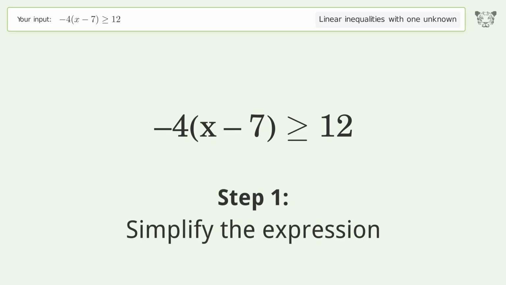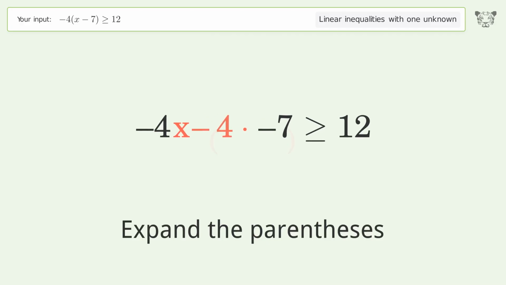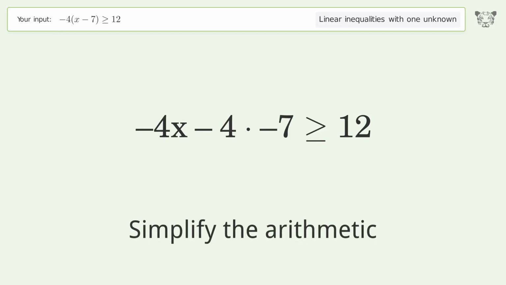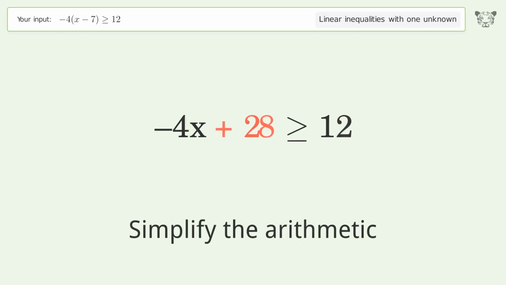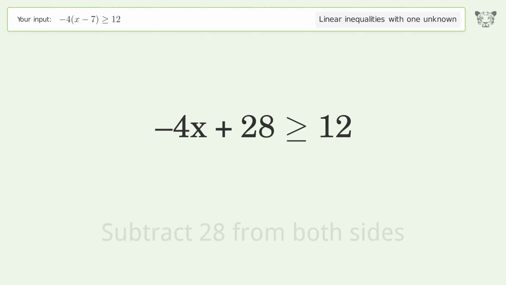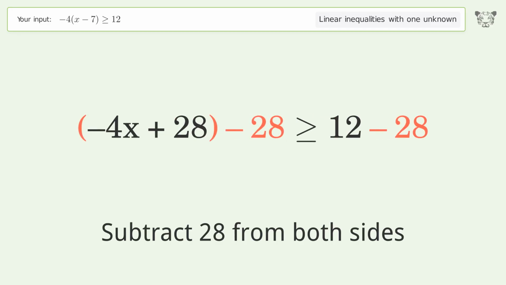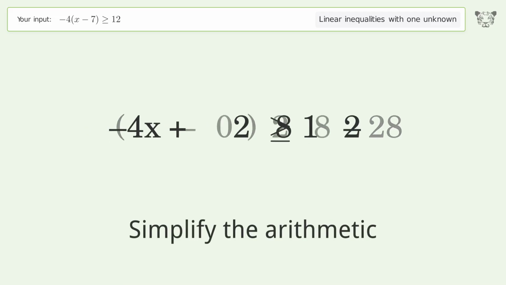Simplify the expression. Expand the parentheses. Simplify the arithmetic. Group all constants on the right side of the inequality. Subtract 28 from both sides. Simplify the arithmetic.